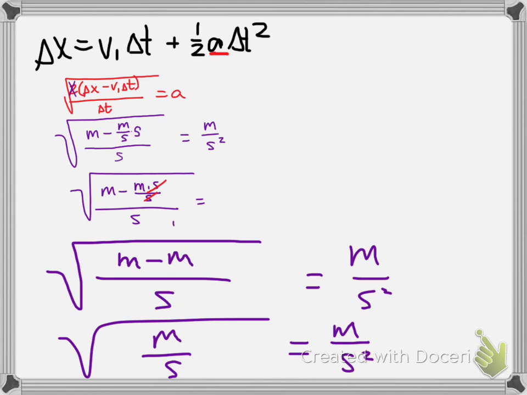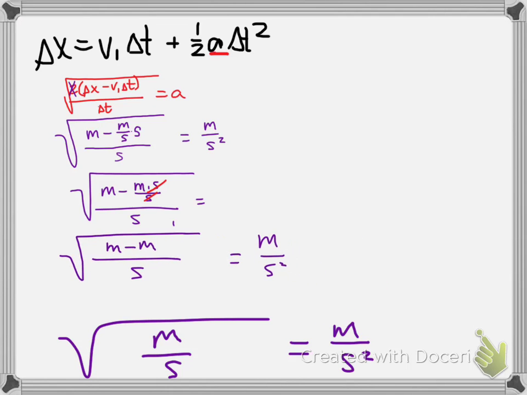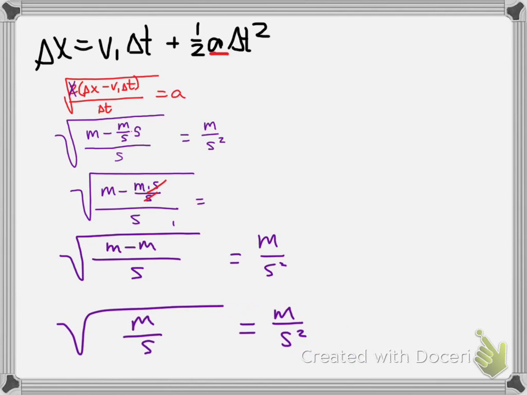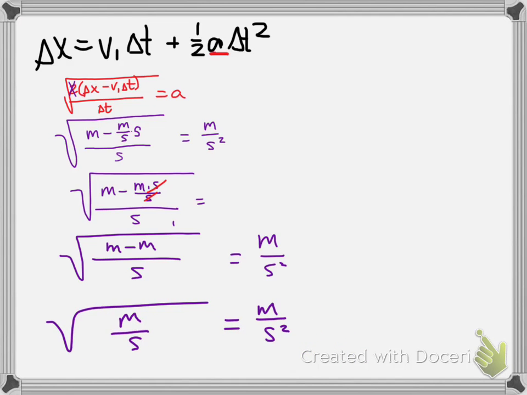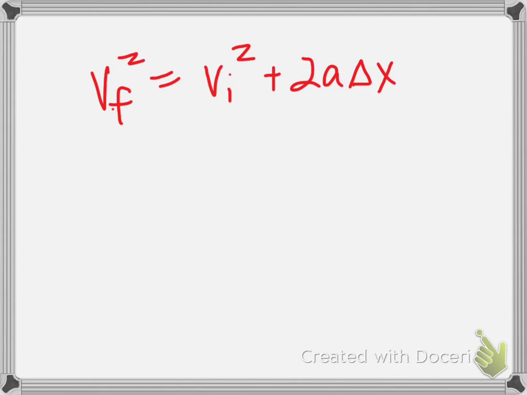Is this a valid expression? No. We can't take the square root of meters over seconds. If it was meters squared over seconds squared, we could, but right here we're stuck, and this is not true, so we would say not valid. Take your 4 minutes. Okay, so we've got this expression.